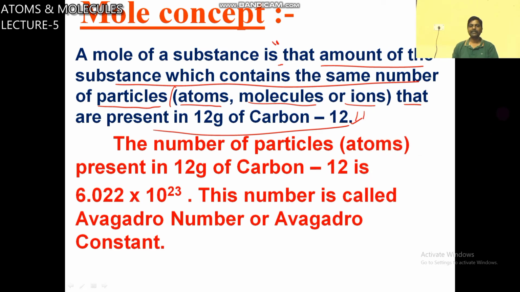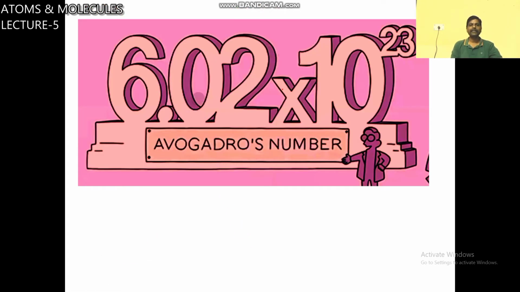Another version: the number of particles present in 12 grams of carbon is 6.022 into 10 to the power of 23. How many particles are there in 12 grams of carbon? 6.022 into 10 to the power of 23. This number is called Avogadro number or Avogadro's constant. It is denoted by Na.